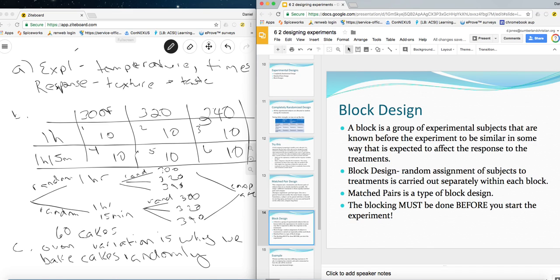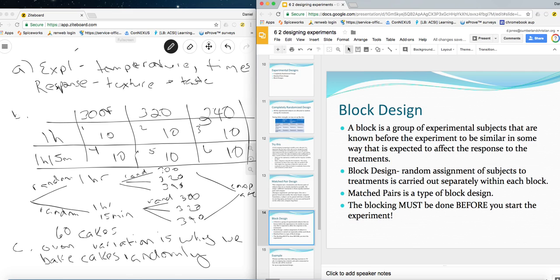It is important to know that matched pairs, which we just got done talking about, is an example of block design. It's actually a very specific one because you're being paired only with people who are very similar to you, or hair types that are similar to you, or skin types that are similar to you, or something like that.